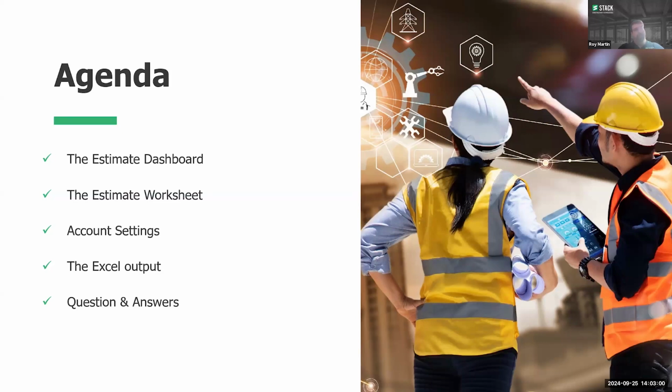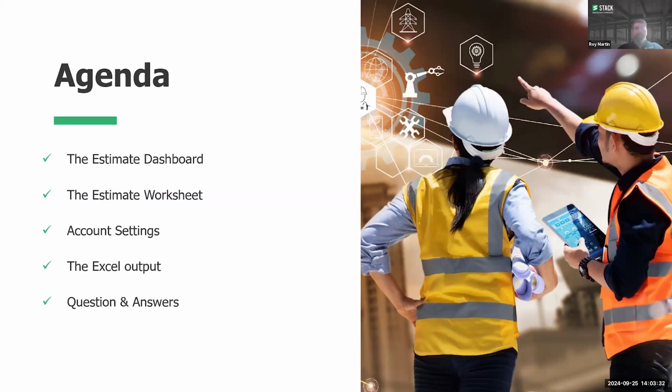We're going to talk about account settings to the extent we're going to talk about trade names, and we're going to talk about scopes of work and terms and conditions templates, things that you may have already configured in your Stack, but maybe not. And if you haven't, when you go to export these proposals to Excel, it's going to look a little barren. So we're going to touch on that. We're going to look at the output and see what we get out of Stack in the way of an Excel spreadsheet. And then we're going to take some questions and answers at the end.